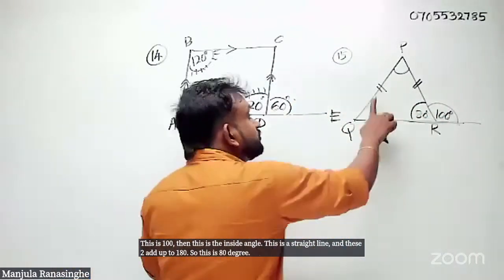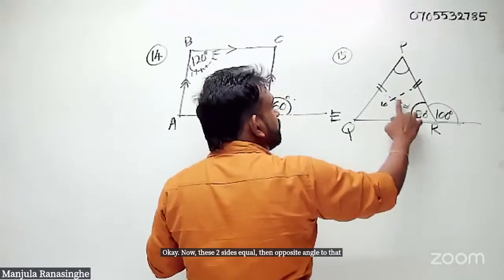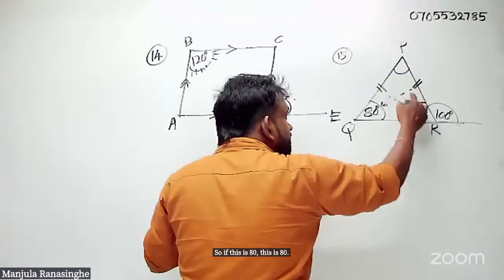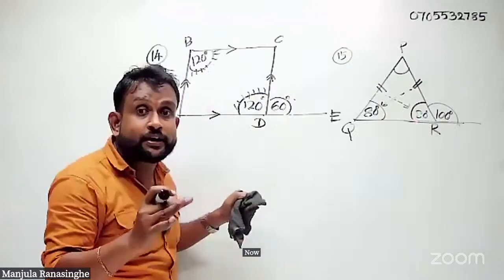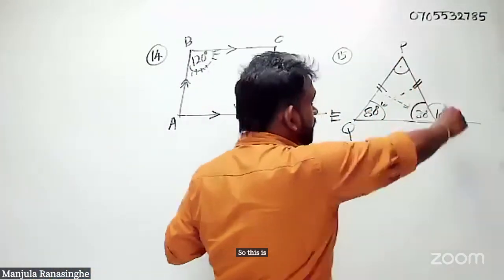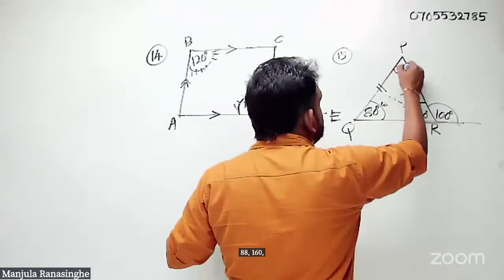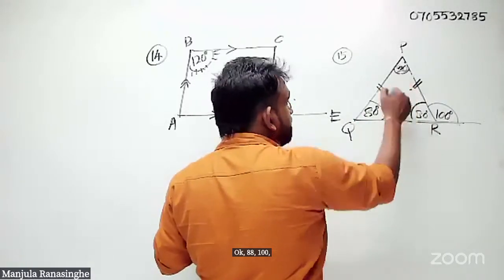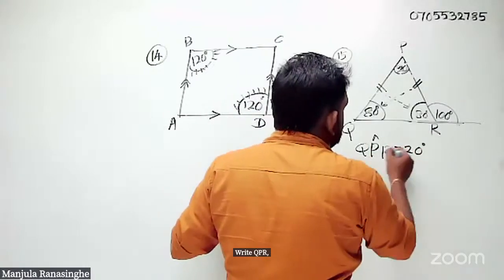Now these two sides are equal, so the angles opposite to those sides are equal. If this is 80, this is 80. If two sides are equal, the opposite angles are equal. That's the theorem. Now in the triangle, use the interior angle sum. This is 80, 80. How to find this one? 80 plus 80 is 160, so the balance is 20 degrees. You write QPR angle equals 20 degrees.